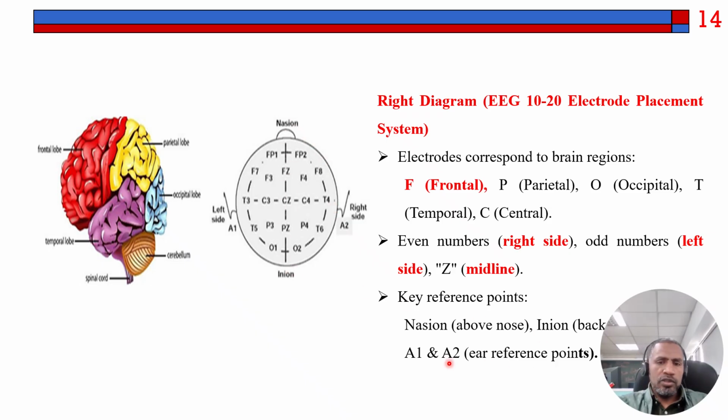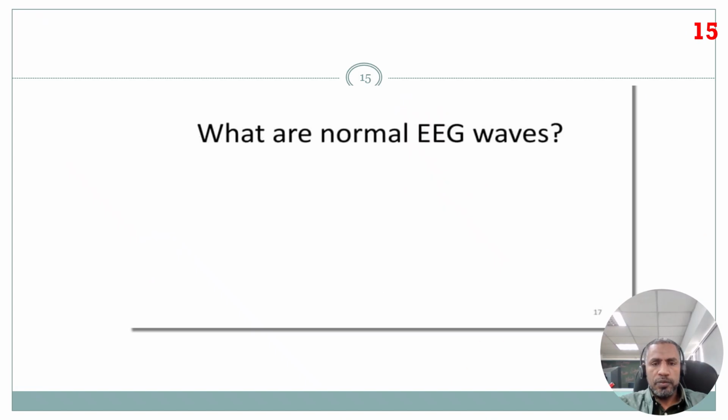Key reference points include the nasion above the nose and the inion at the back. A1 and A2 are especially electrodes for ear reference points.